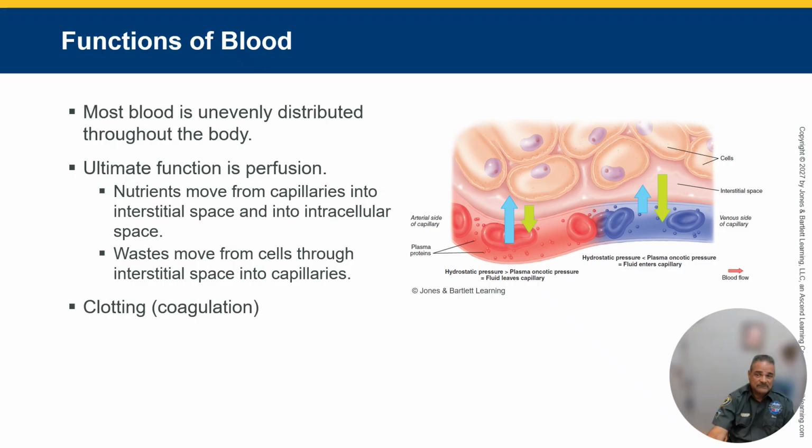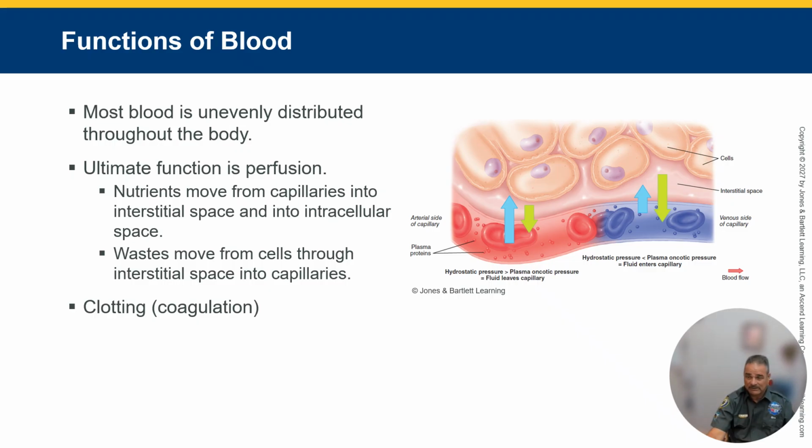We need to have nutrients moving from the capillaries into the interstitial space, which is the space between the cells, and into the intracellular space, which is within the cell. Interstitial, between the tissues. Intracellular, which is inside of the cell itself. Waste moves from the cell through the interstitial space and into the capillaries.